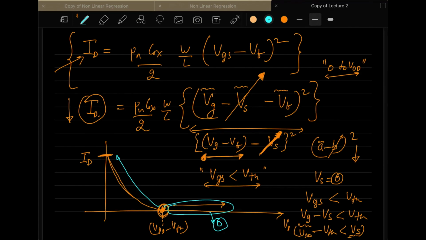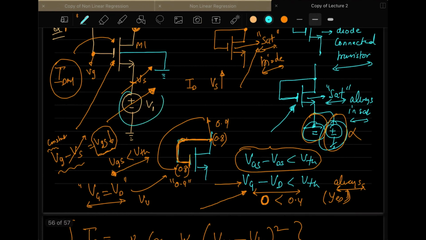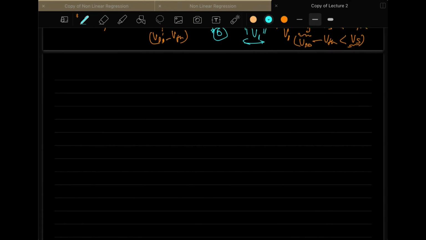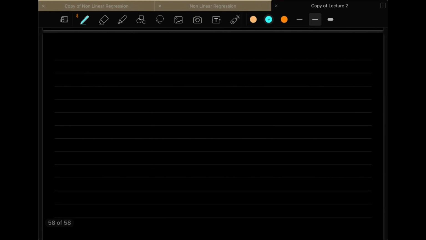So this is basically the profile of ID with V1 as you increase this voltage here. So before ending this class, I just wanted to tell you that if you have this type of circuit here, you will find it very common in the circuits which we will discuss later on.